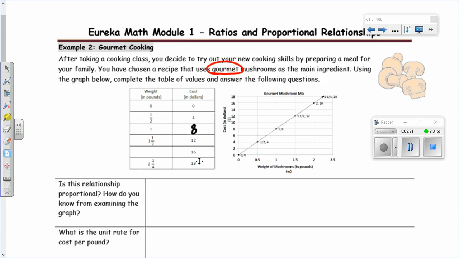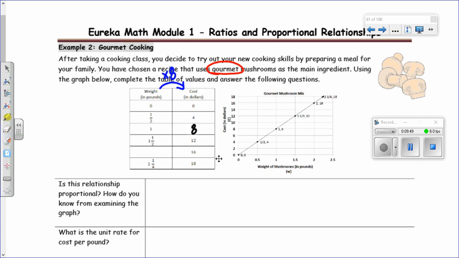So our multiplier from the pounds to the dollars is 8 times 8. Now this one says, what if it's $16? Well, we can do the inverse to go to the weight. So we can do 16, we can take an eighth of that, or that's the same as dividing by 8.